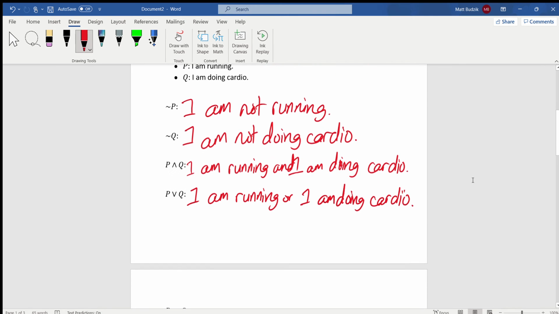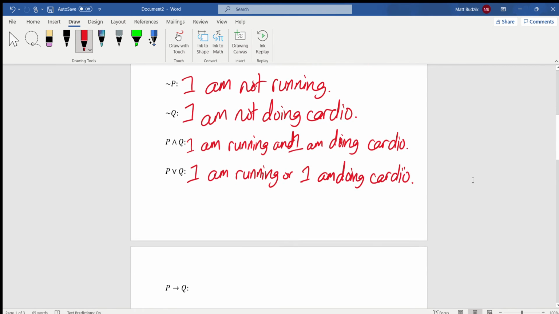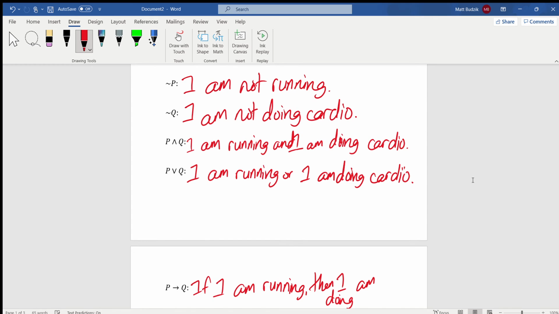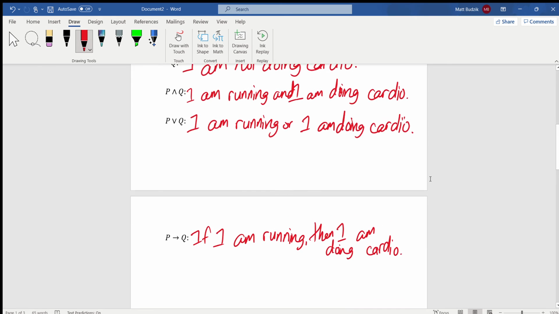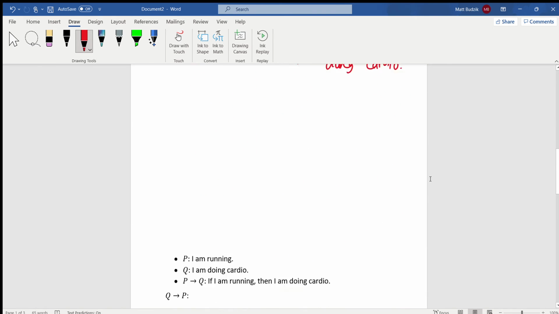And then last up we have the conditional. So P implying Q, this says if I am running, then I am doing cardio. And that's true, right? If you're running, you're doing cardio. Great. So that's kind of a little bit of a first review.